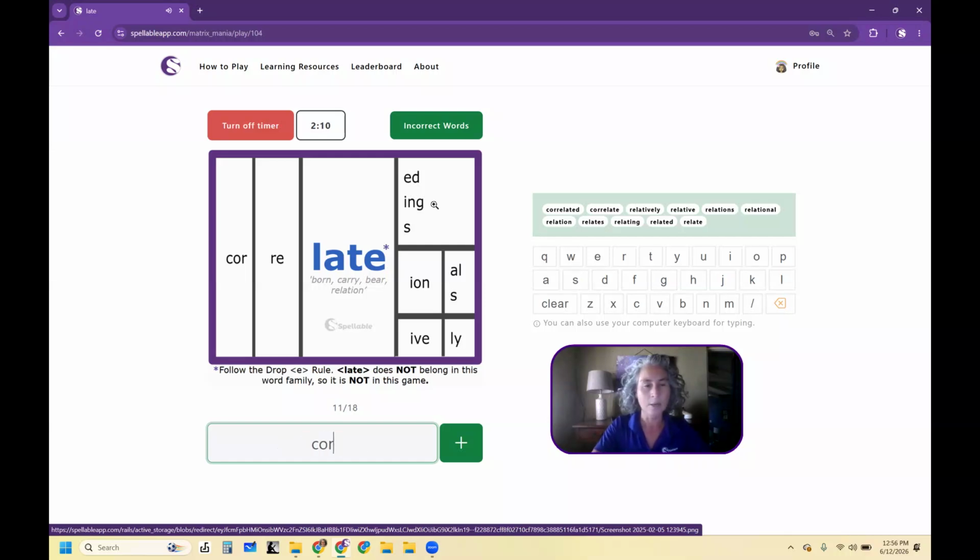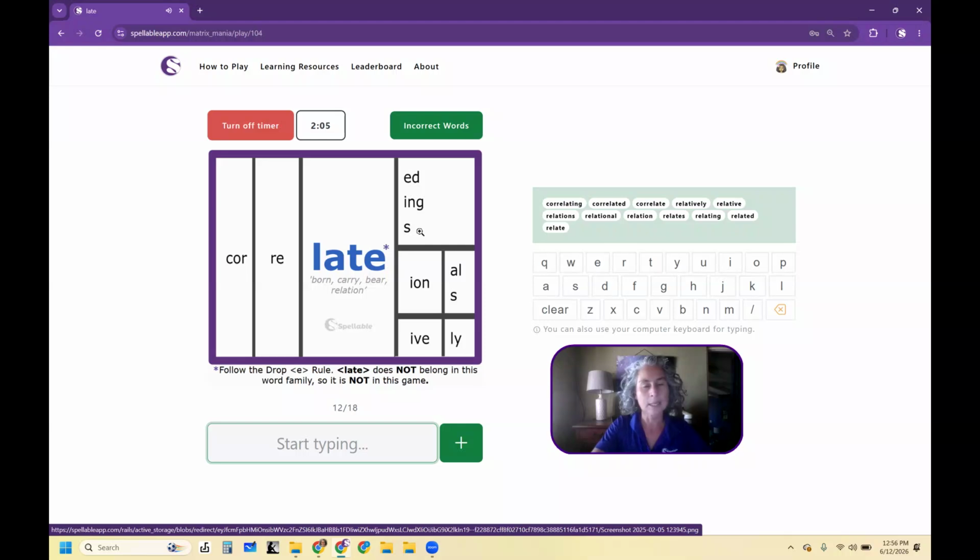Correlating, C-O-R-R-E-L-A-T, drop the E, I-N-G. Correlates, C-O-R-R-E-L-A-T-E, because this is a consonant suffix, S. Correlation, C-O-R-R-E-L-A-T, drop the E, I-O-N. Correlational, C-O-R-R-E-L-A-T, drop the E, I-O-N-A-L. Correlations, C-O-R-R-E-L-A-T, drop the E, I-O-N-S.